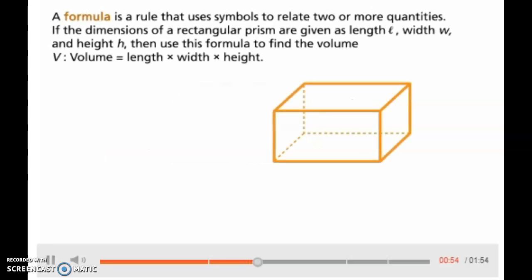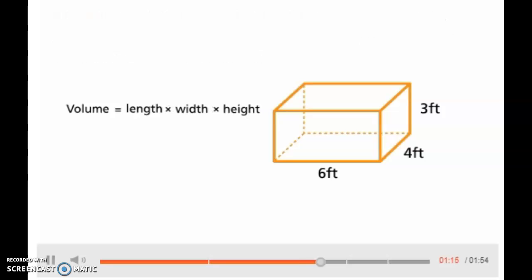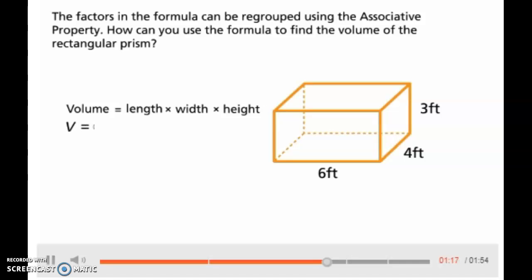A formula is a rule that uses symbols to relate 2 or more quantities. If the dimensions of a rectangular prism are given as length L, width W, and height H, then use this formula to find the volume V. Volume equals length times width times height. The factors in the formula can be regrouped using the associative property.